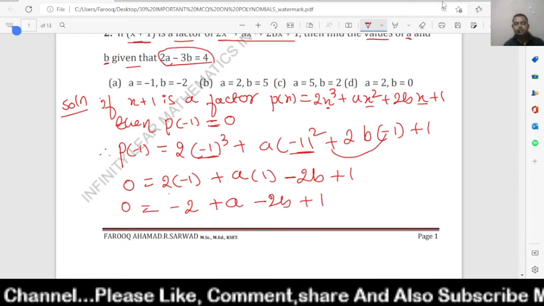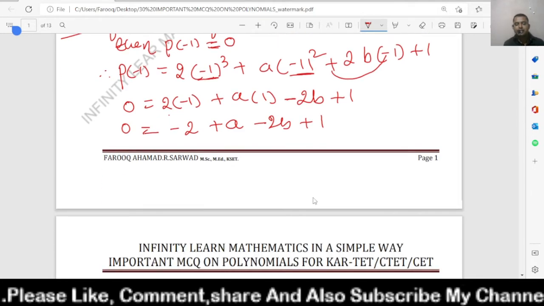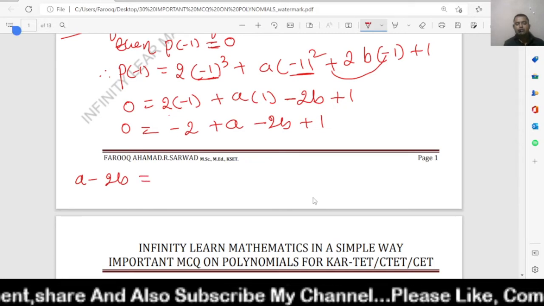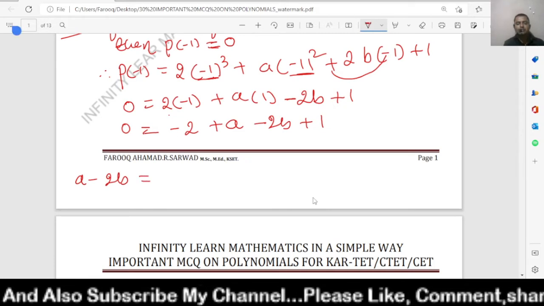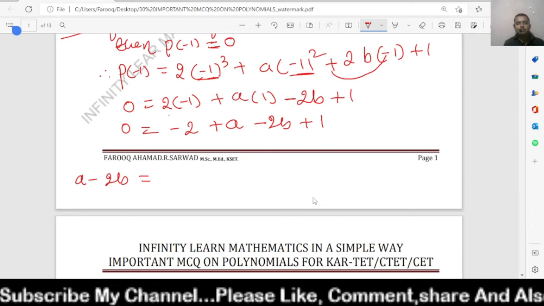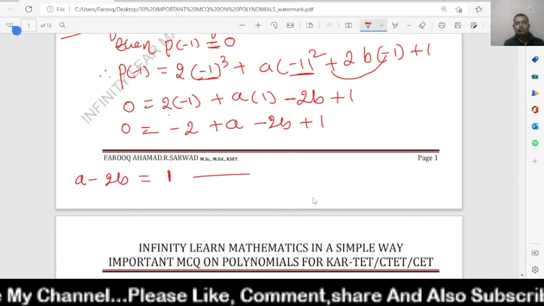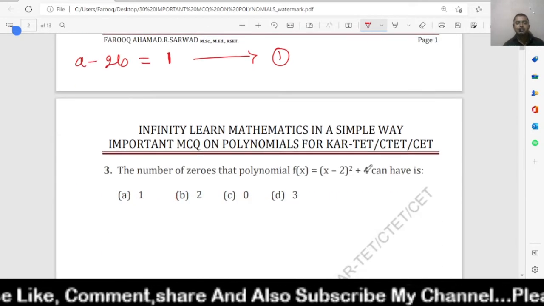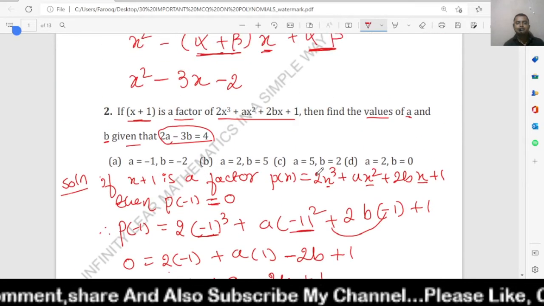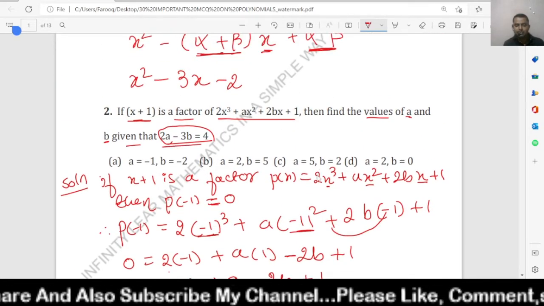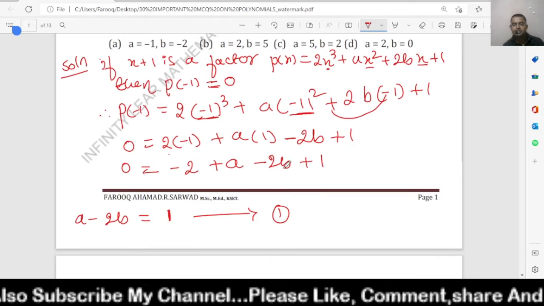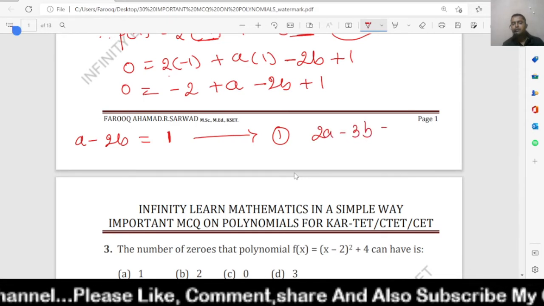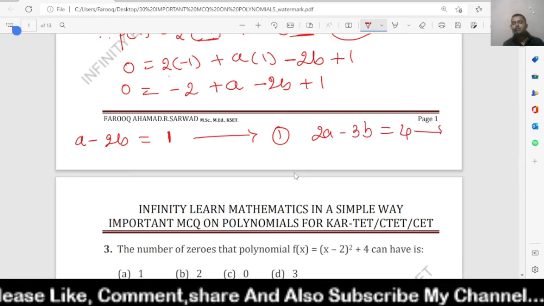So I am writing this equation in this manner: a minus 2b is equal to minus 2 plus 1, which is minus 1. Minus 1 goes to the right side and becomes plus 1. Call this equation 1: a minus 2b. And one more equation is already given to you: 2a minus 3b is equal to 4, and this is equation 2.